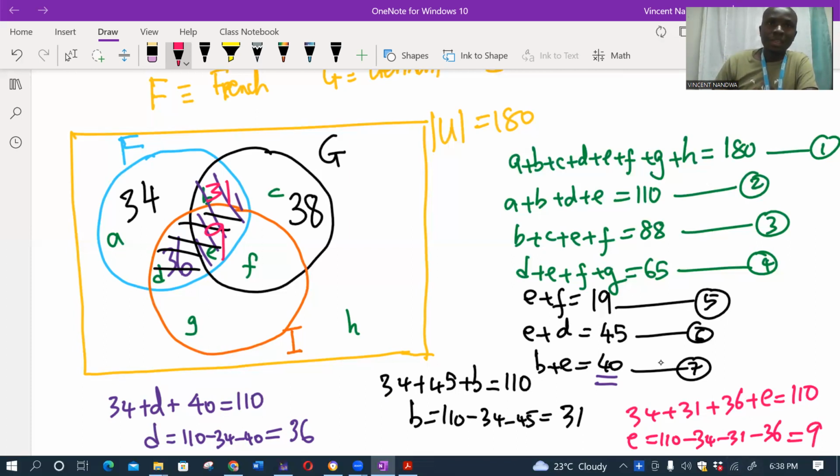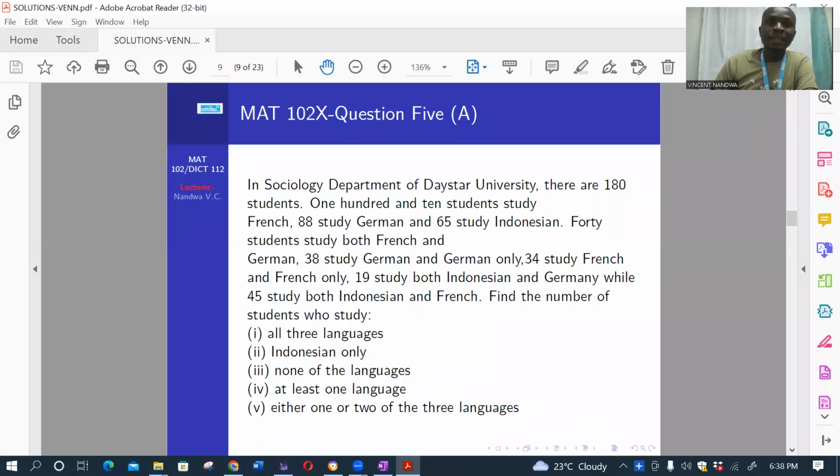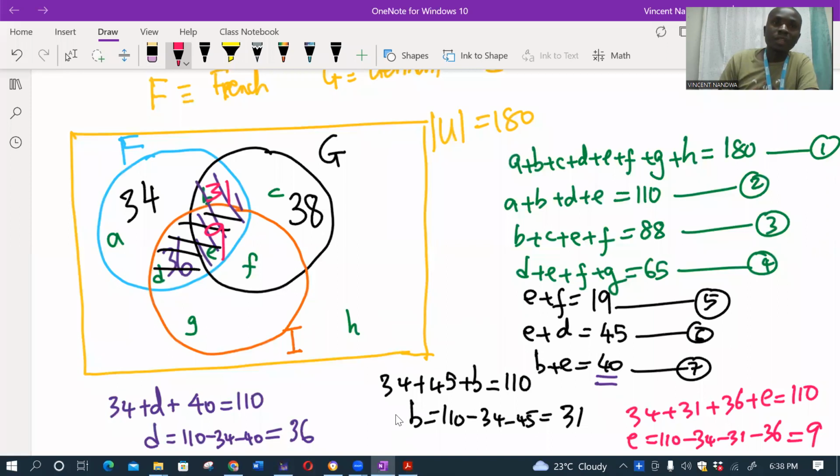Now, it becomes easy to solve for F because the total values in G set, those who study German, are 88. So which means if I take 31 plus 9 plus 38, I add F, I must always get 88. So 31 plus 9 plus 38 is 78. If I subtract from 88, I get 10. So therefore, this F is 10.